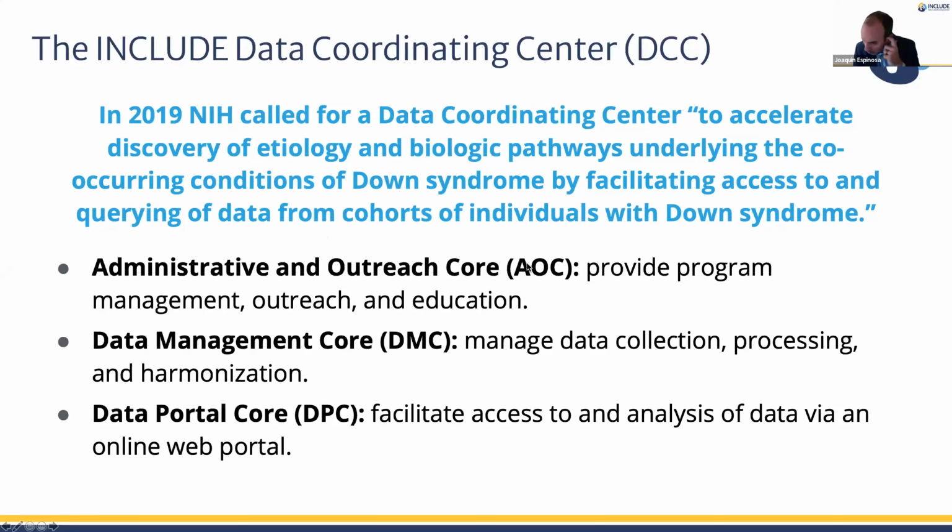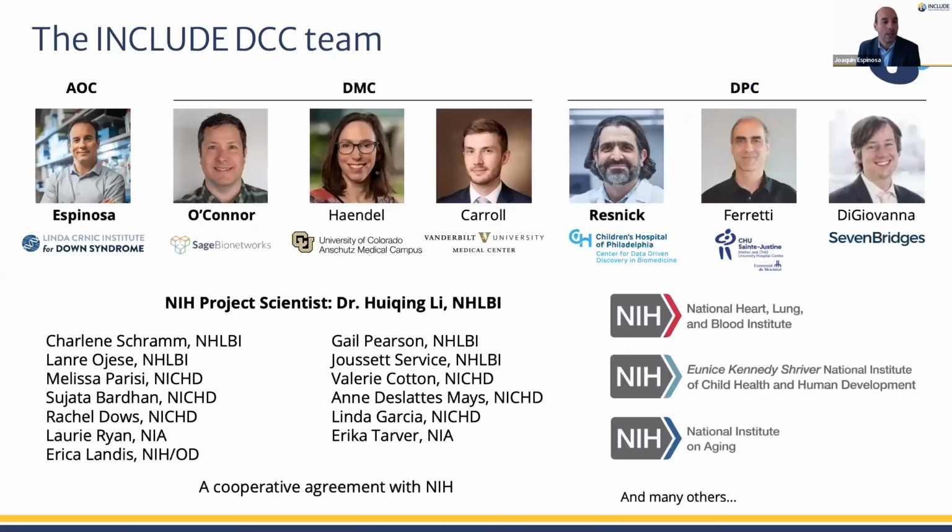NIH also provided guidance about how the Data Coordinating Center should perform its activities, with three cores: the administrative and outreach core providing management, outreach and education; the data management core, providing data collection, processing, and harmonization; and a data portal core facilitating access to and analysis of data via an online web portal.